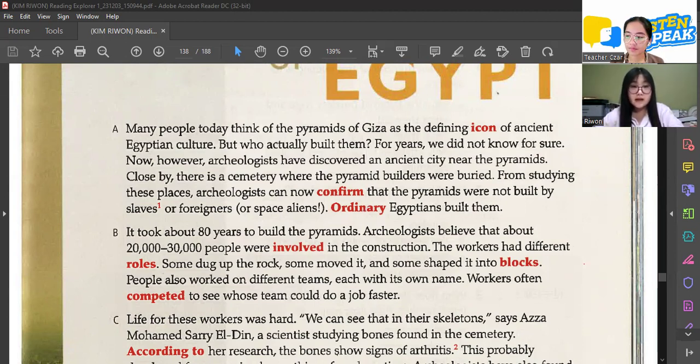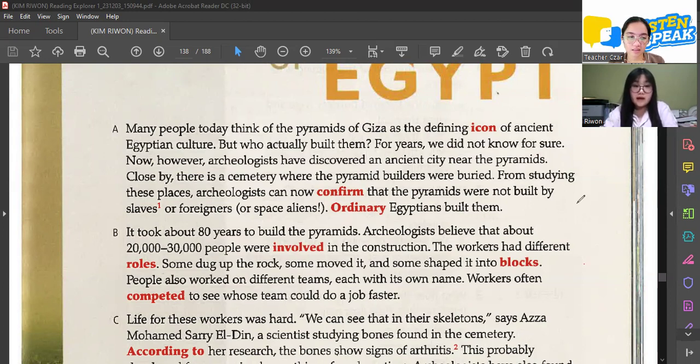From studying these places, archaeologists can now confirm that the pyramids were not built by slaves or foreigners or space aliens. Ordinary Egyptians built them.